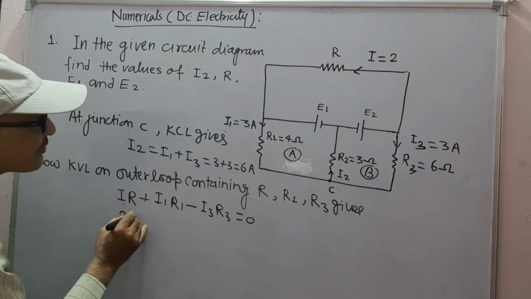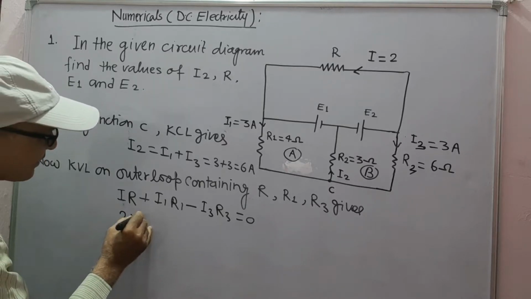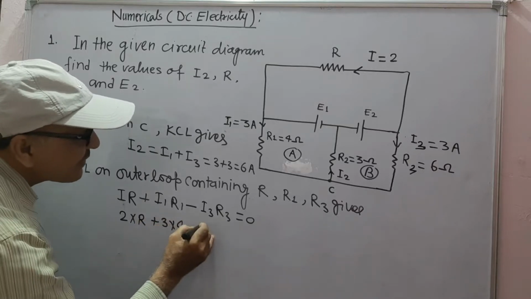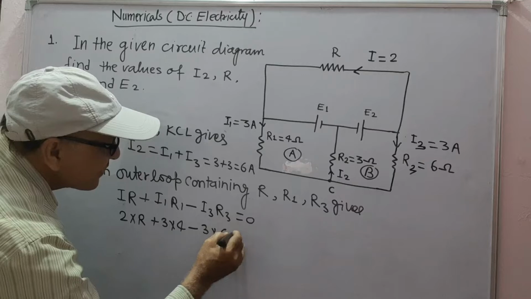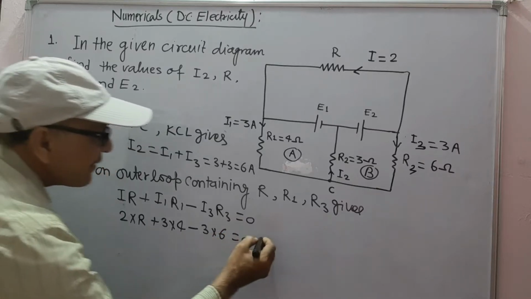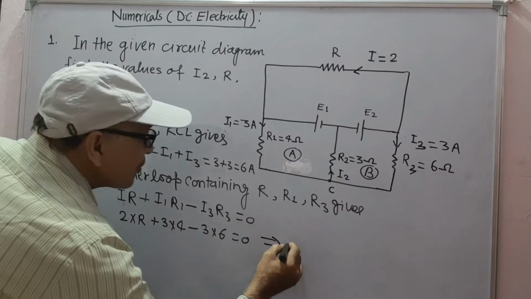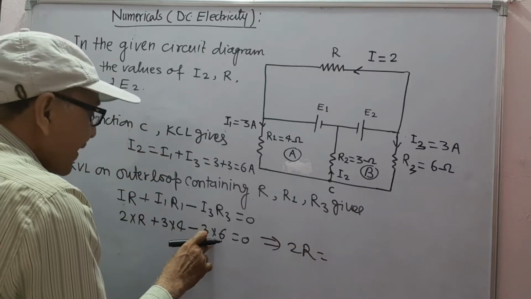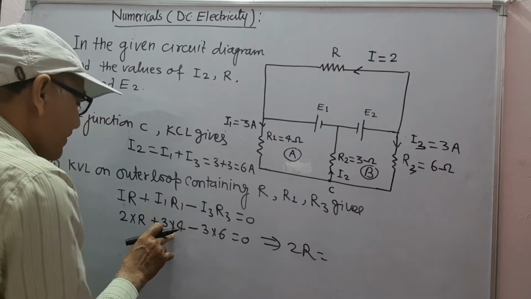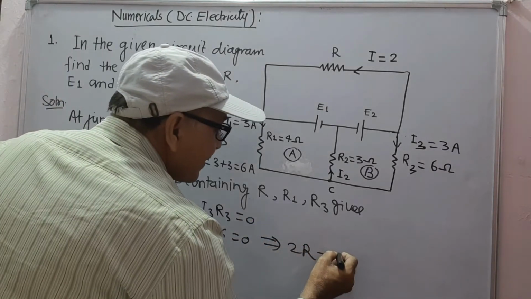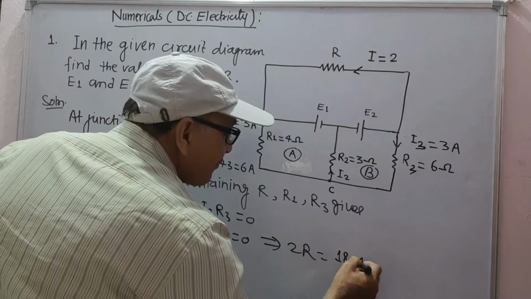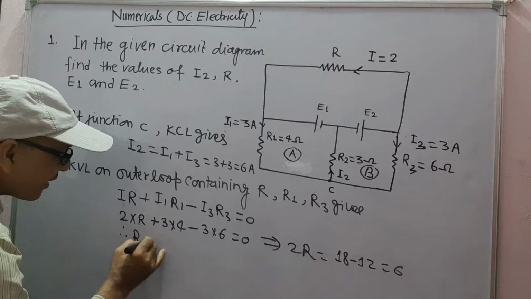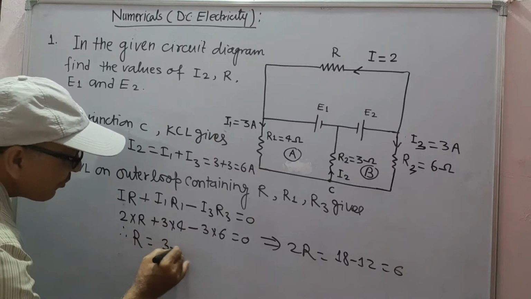2 into R plus 3 into 4 minus 3 into 6 is equal to 0. This gives 2R is equal to 18 minus 12, 6. Therefore, R will be equal to 3 ohm.